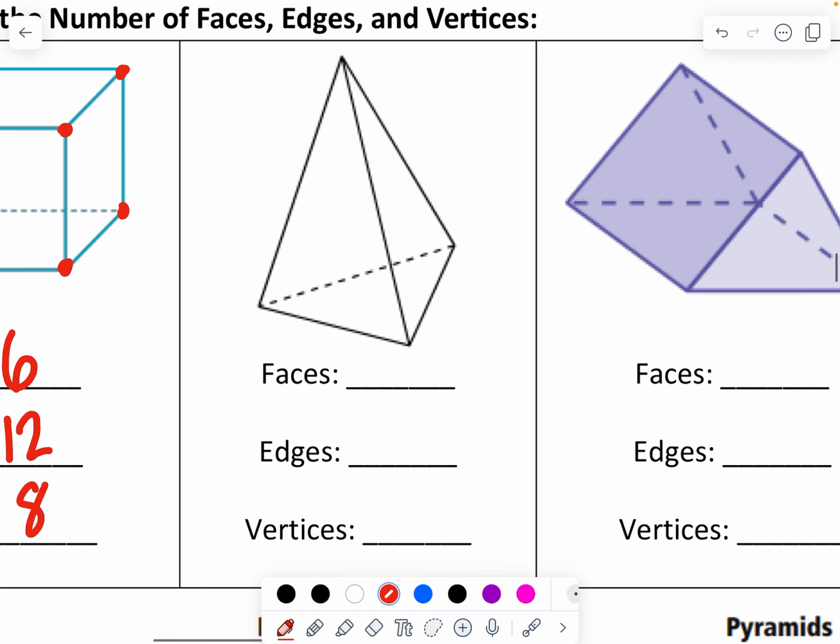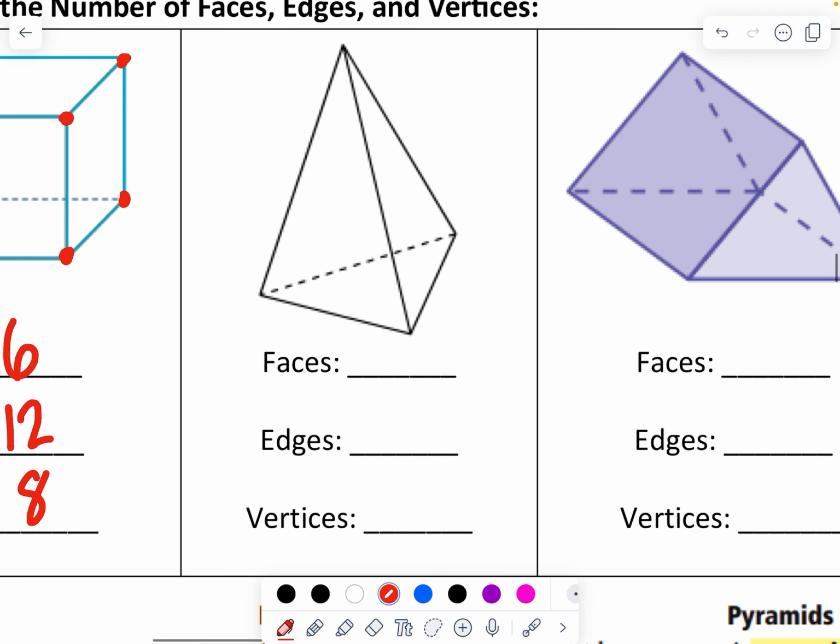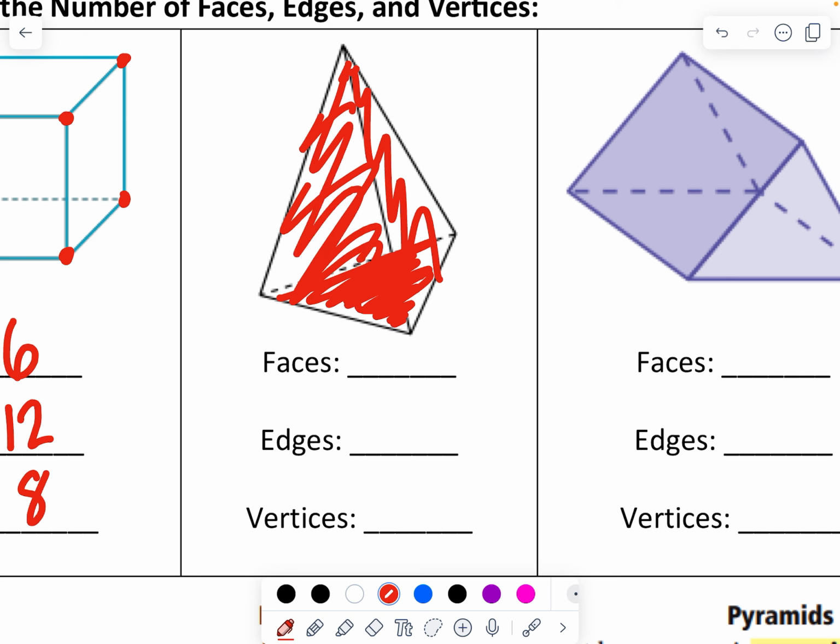On this one, one thing that I always look at when it's a pyramid especially is the base first. So the base is right down there, and it's in the shape of a triangle. So that means it should have 3 faces coming up to a point. So it has this right side, it has this left side, and then it also has the back. So that means it has 1 base and then 3 faces coming out of the base. And so that's 4 faces.